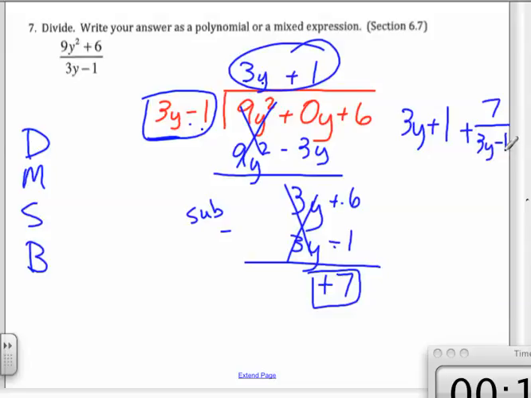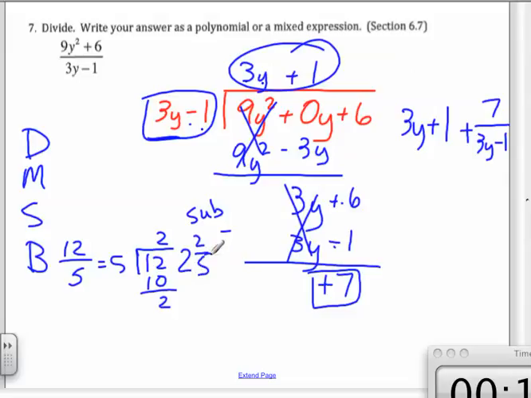Okay? It's just like if we were finding a mixed number between regular numbers. Right? Here we go. Remember, 12 over 5, that's 5 into 12. 5 goes into 12, 2. 2 times 5 is 10, with 2 left over. So my answer is 2 and 2/5. My answer here is 3y plus 1 and 7 over 3y minus 1.